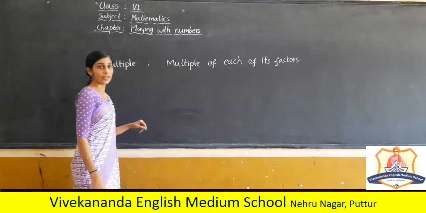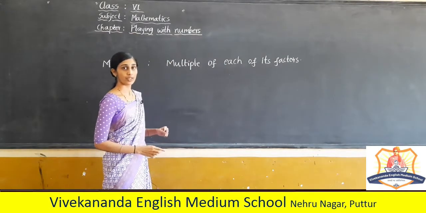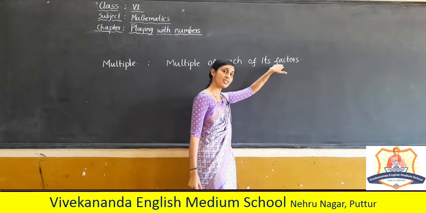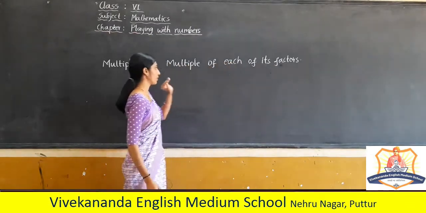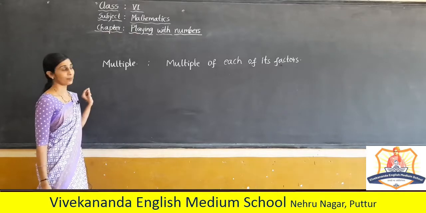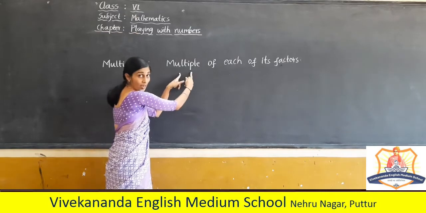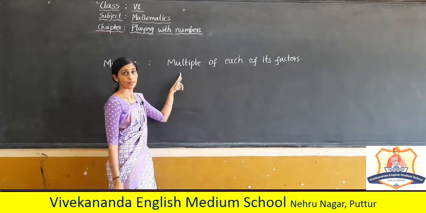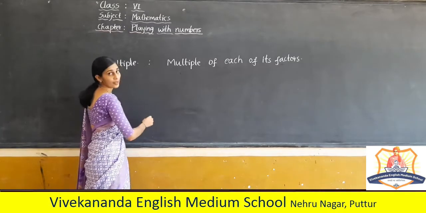So, dear students, you are familiar with the topic factors, right? You understood it clearly. What is a factor? A factor is nothing but the exact divisor of a given number. So, now what is the link between multiples and factors? Any number is said to be a multiple of each of its factors. Let us see this sentence now with an example.